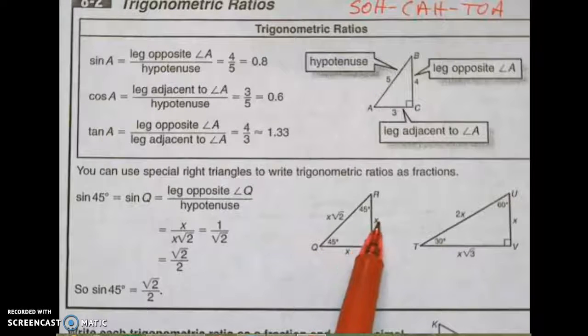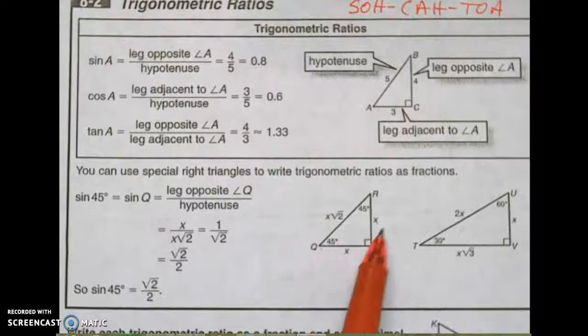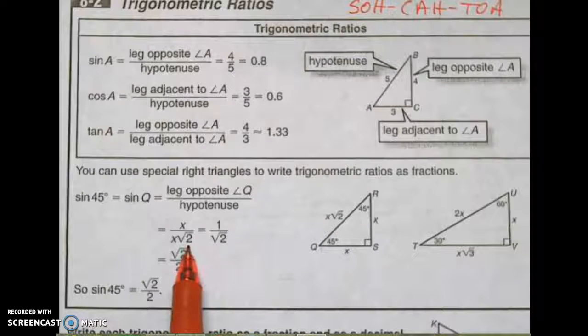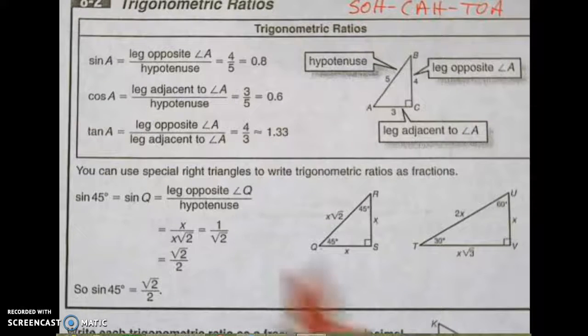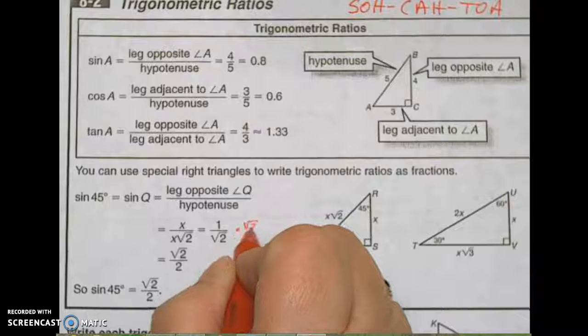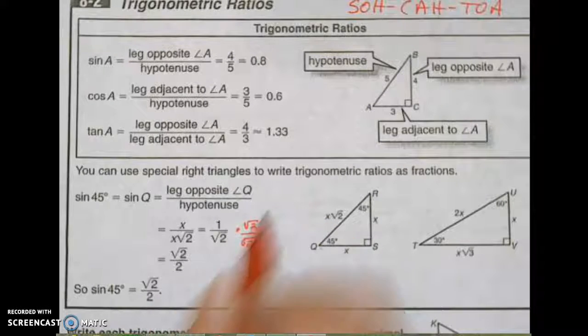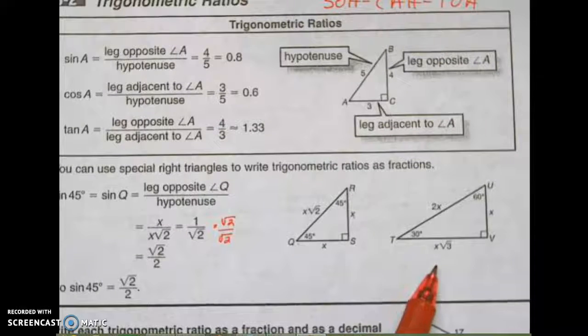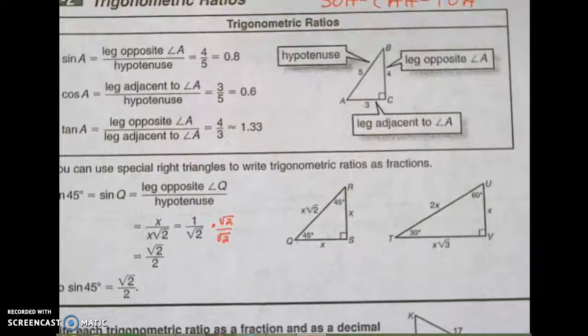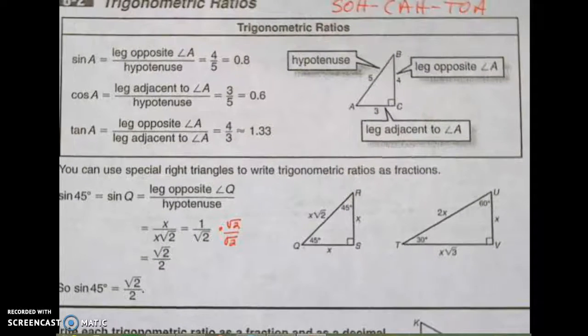I want the opposite side over the hypotenuse, which gives me x over x square root 2. The x's cancel out. I'm left with 1 over square root 2. Or, if I'm rationalizing that denominator by multiplying the top and bottom of that fraction by square root 2, I get square root 2 over 2. So the sine of 45 is square root 2 over 2. We're going to be looking at both of these right triangles in a couple of the examples on this page.